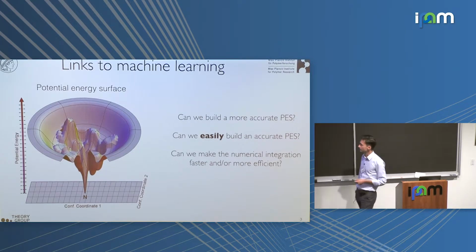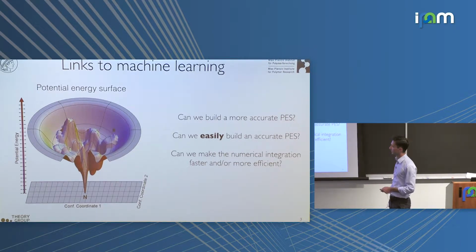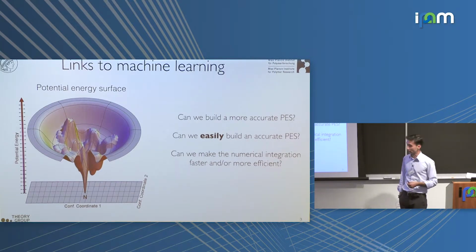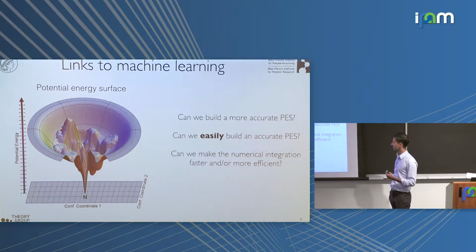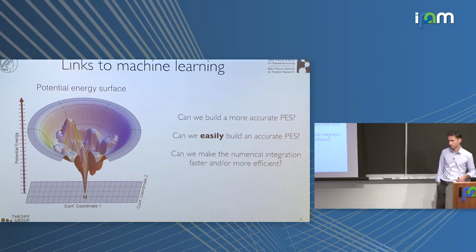Right, and so the idea is that you could picture a potential energy surface, so it might look like this in some coordinate space, and this is a high-dimensional function. And so the question is, can we use machine learning to maybe either build a more accurate potential energy surface, or more easily build an accurate potential energy surface? And something that's also of interest is making the numerical integration faster, more efficient. We've heard a little bit about coarse graining, so this goes in that direction, for instance.